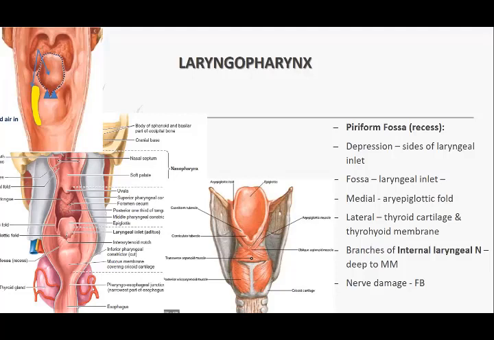Is this clear? Please tell me now. I have covered all the applied aspects, which needs to be done with you people. Is everything clear?